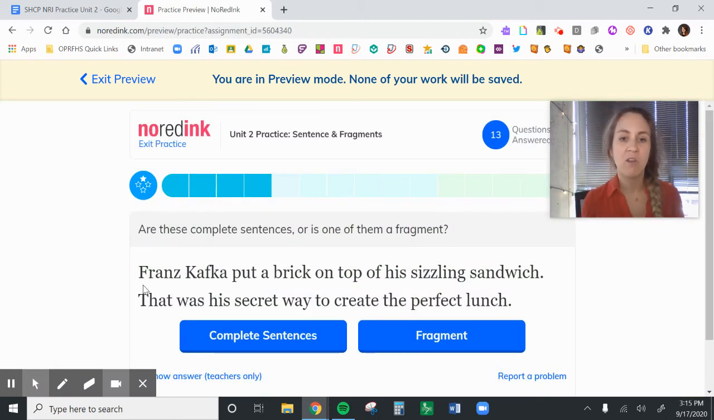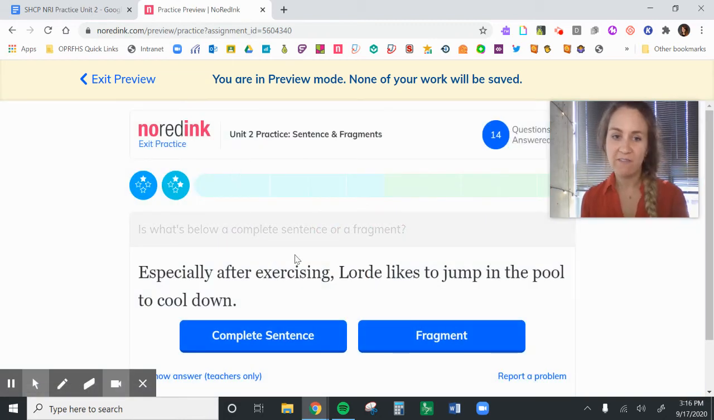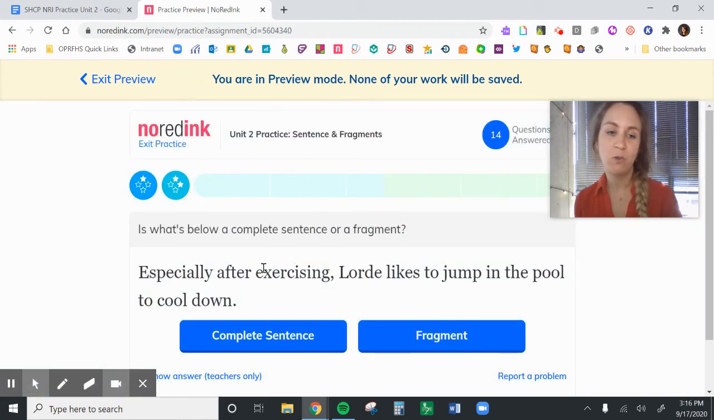Franz Kafka put a brick on top of his sizzling sandwich. That was a secret way to create the perfect lunch. So even though it starts with the word that, it makes sense, right? That's a full thought. That was a secret way. So that's our subject, was is our verb. Especially after exercising, Lord likes to jump in the pool to cool down. Same idea, full thought.